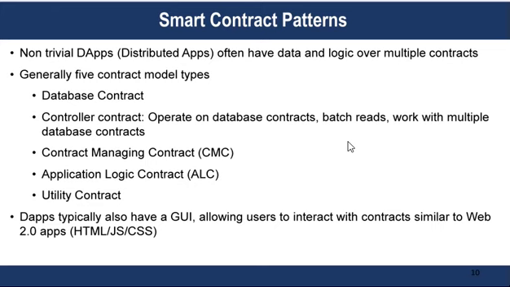Then we have utility contracts. This type of contract usually performs a specific task and can be called by other contracts without restrictions. It could be a contract that hashes strings using some algorithm, provides random numbers or other things, and they normally don't need a lot of storage and often have few or no dependencies.